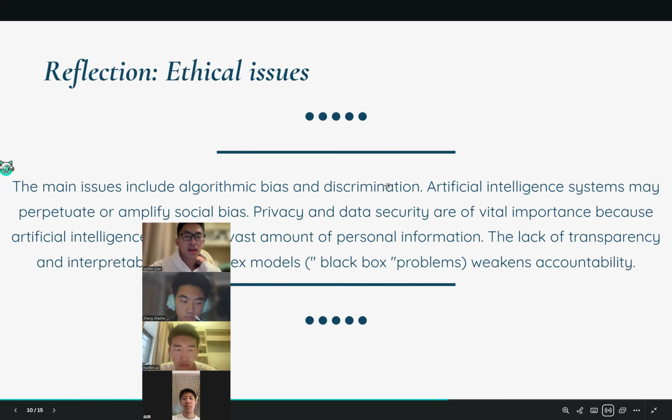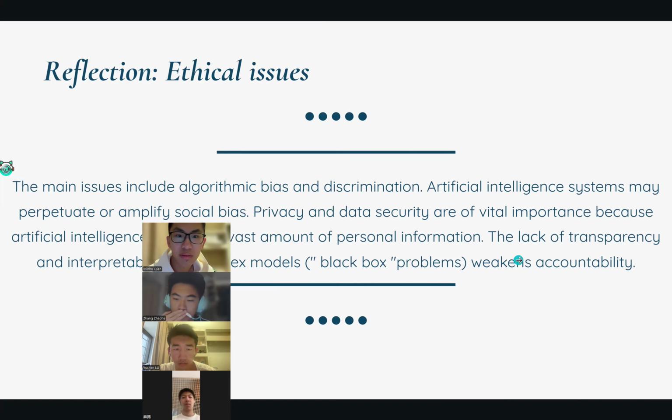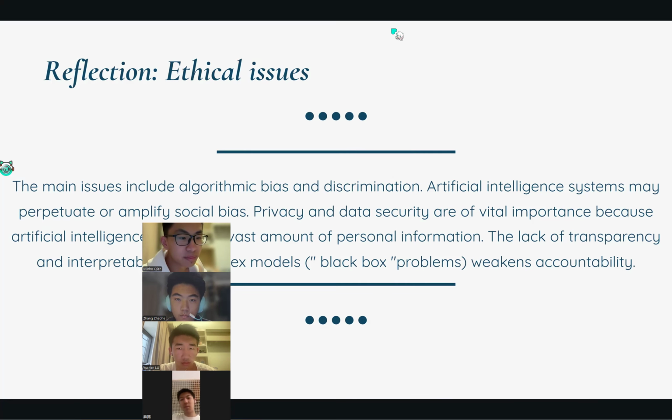Then I will introduce reflection on the ethical issues. Although AI has brought us many conveniences, the main issues include algorithmic bias and discrimination. Artificial intelligence systems may perpetuate and amplify social bias. Privacy and data security are of vital importance because artificial intelligence relies on a vast amount of personal information. There is also a lack of transparency and interpretability in complex models. We also face black box problems, which weaken our accountability. So those are the problems of AI.